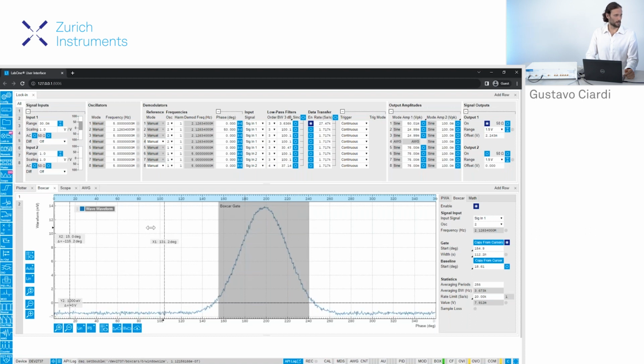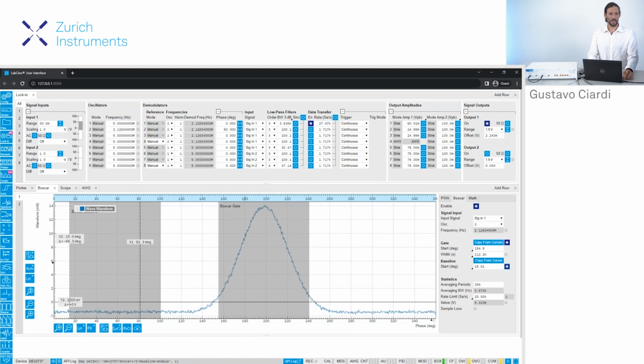Basically, the baseline is somewhere where there is no signal, in order to have the subtraction between the Boxcar gate and the Boxcar baseline. Now I'm going to copy this from cursors. And then the other thing that we can set is of course the averaging periods. If one were to put one here, each Boxcar gate, each integrated gate, would be sent out as a measurement result. And this is sometimes known as gated integration.